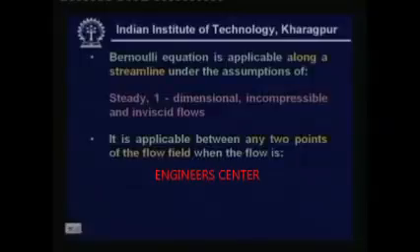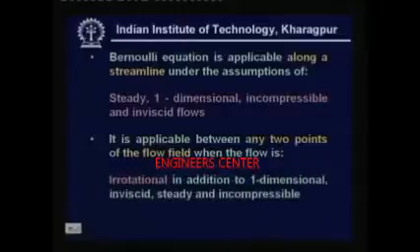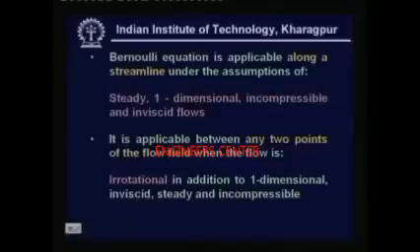And the Bernoulli's equation is also applicable to any 2 points of the flow field when the flow is irrotational in addition to one dimensional, inviscid, steady and incompressible. What it means is, if the flow is irrotational in addition to steady, incompressible and inviscid, then you can also apply Bernoulli equation to any 2 points in the flow field, not necessarily on the same streamline. What do we mean by irrotational flow? Irrotational flow means the fluid particles do not undergo net rotation. So that is what is known as an irrotational flow.